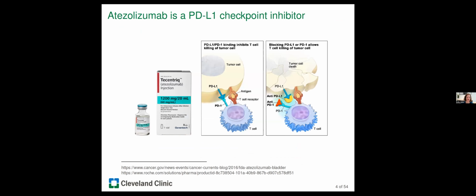So atezolizumab is a PD-L1 checkpoint inhibitor. And what that means is that it binds to the PD-L1 protein on the tumor cell, and it blocks the binding of PD-1 on the immune cell to PD-L1 on the tumor cell, allowing the immune response to initiate tumor cell death.